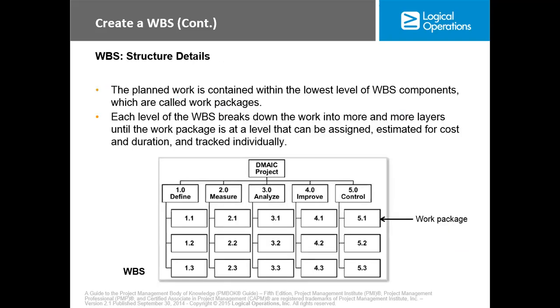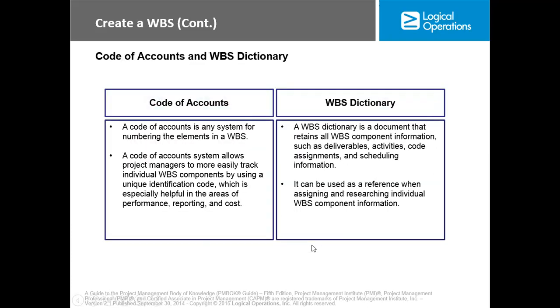Now, let me explain this a bit more. Like what we have here, this is the WBS. Each of these things is a representation of activities. They are not in detail. So when you come down to the WBS dictionary, it gives details on things pertaining to the deliverable, the activities, the code assignment, and the scheduling information.